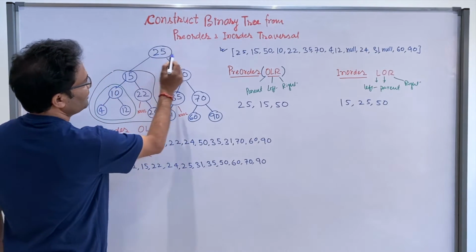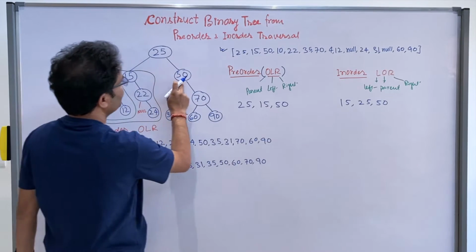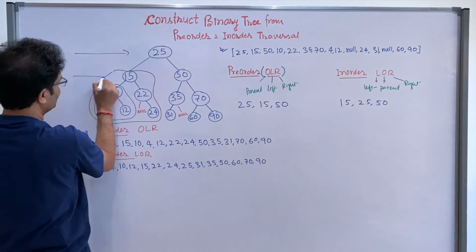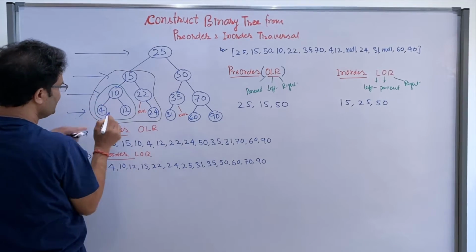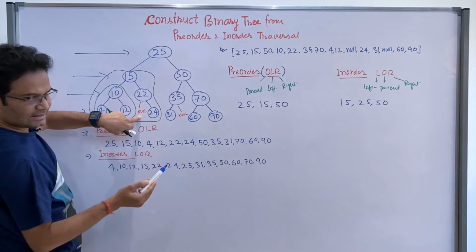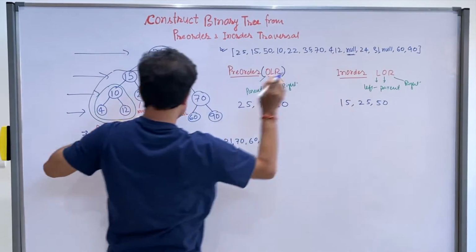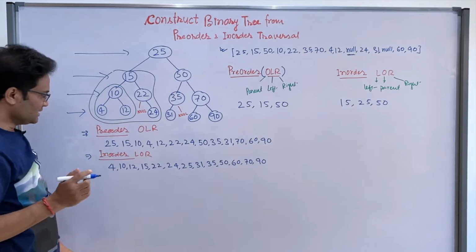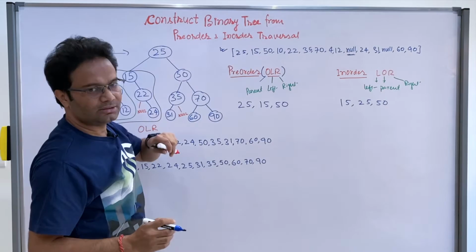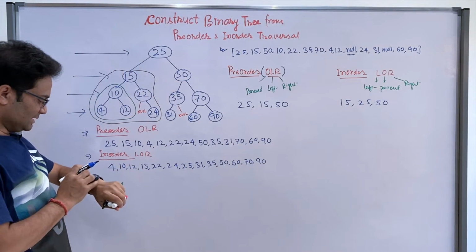So 25, 25, go through the width-wise, 15, 50, 15, 50, then this way you go. If you see here, 4, 4, 12, 12, nothing is there on the left side, null, so I can put the null here, right? And the same way this is done. So the question is that you will have this pre-order and in-order, and you have to make the tree array, right? So that's why I explained all the basic things here, right?